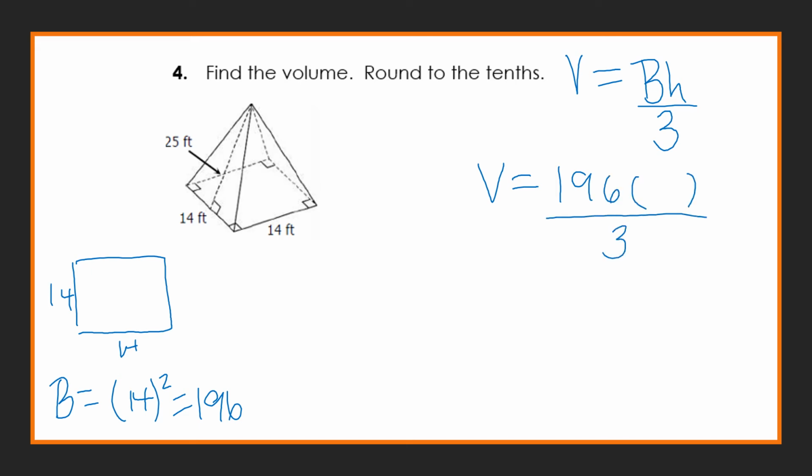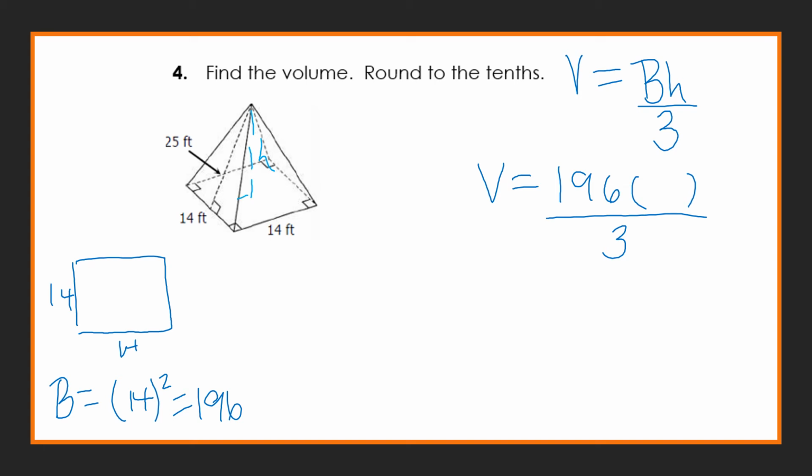Then we need to determine the height of the pyramid. When we're looking for the height of the pyramid, we are trying to find the apex, and it has to be perpendicular to the base. We do not have that measurement. We do not know the height of our pyramid. What they gave us was 25, which is the slant height of the pyramid.